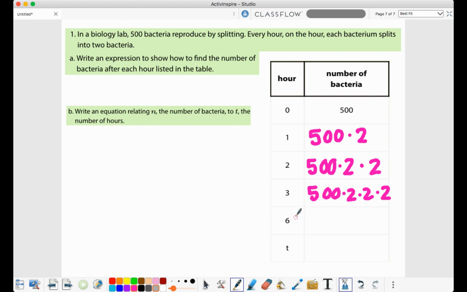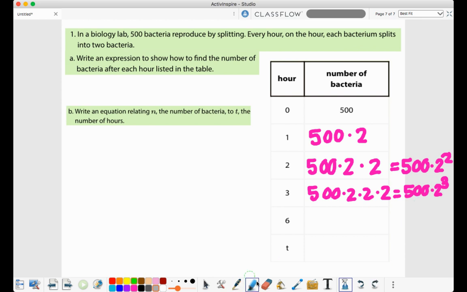Before we go to 6 and we write out a bunch of the number 2s, let's think about what each of these mean. How could we rewrite 500 times 2 times 2? Think about the exponents that we were working with. A way that we can do this is we can say 500 times 2 to the, and we'll even just put it to this second power, because we're multiplying 2 times. Here we have 500 times 2 to the third power.